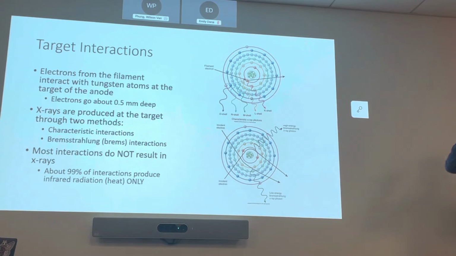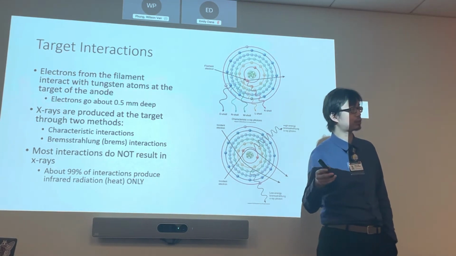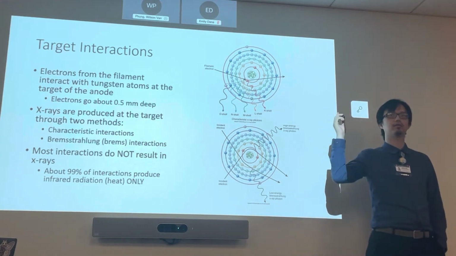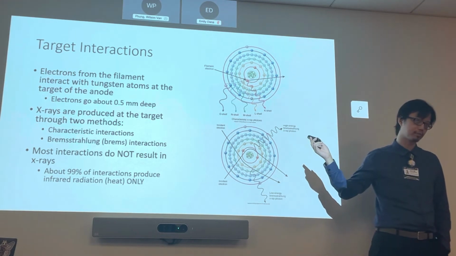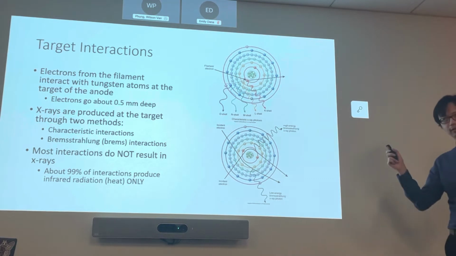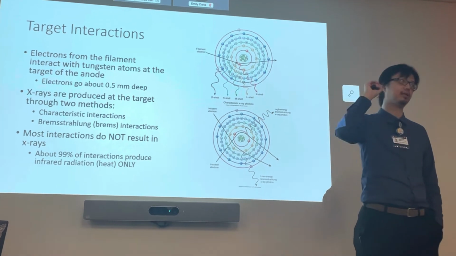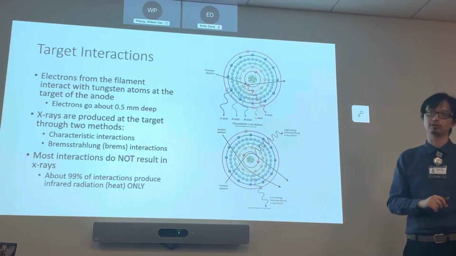Now, remember, most interactions at the target do not result in X-rays. Only 1% of those interactions will actually give you X-rays. 99% of those interactions produce heat only, instead of X-rays. So, X-ray production is not very efficient. We shoot across all these electrons, but only a tiny, tiny fraction of them actually produce X-rays.